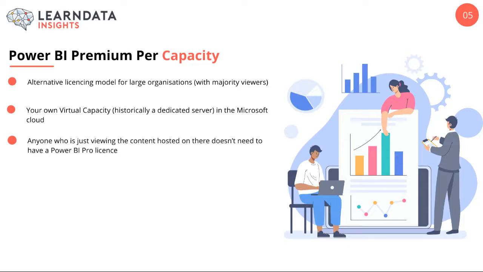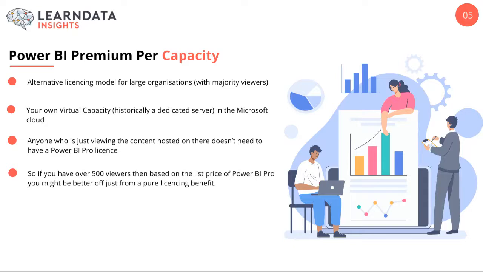They can view it with a Power BI free license. Note that the developers still need to have a Pro license in order to publish and share content. And the cost of Power BI Premium per capacity starts at $5,000 per month. So if you have over 500 viewers, then just based on the list price of Power BI, you might be better off with Power BI Premium per capacity just from a pure license cost perspective.